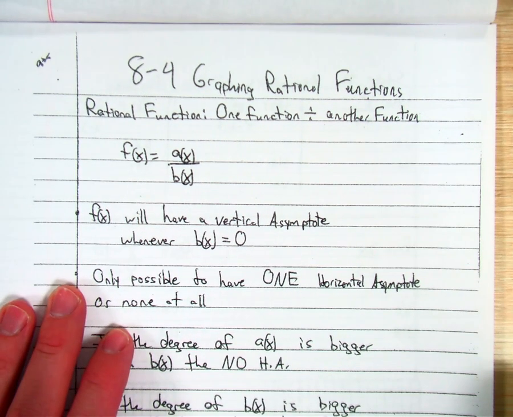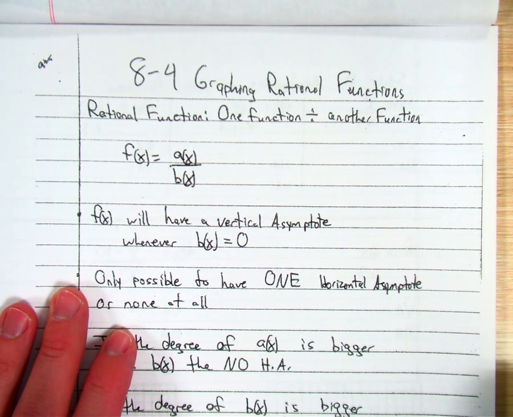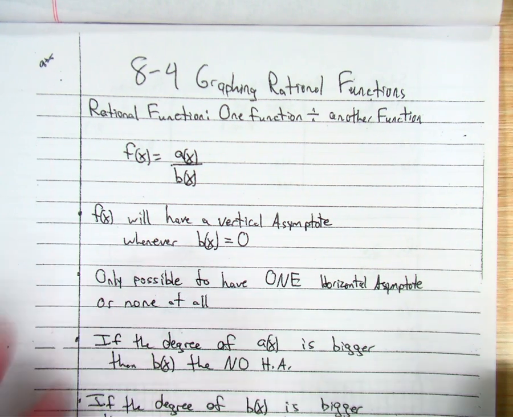8.4, Day 1, Graphing Rational Functions. A rational function is one function divided by another. If you remember back to your rational numbers, when we were talking about classifying numbers in a much earlier math class, rational numbers were the set of all numbers that could be written as a fraction.